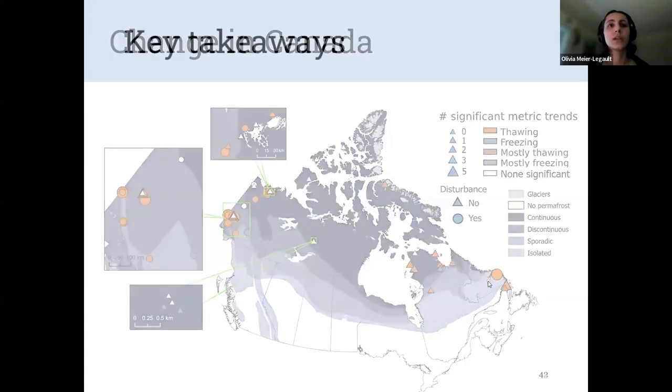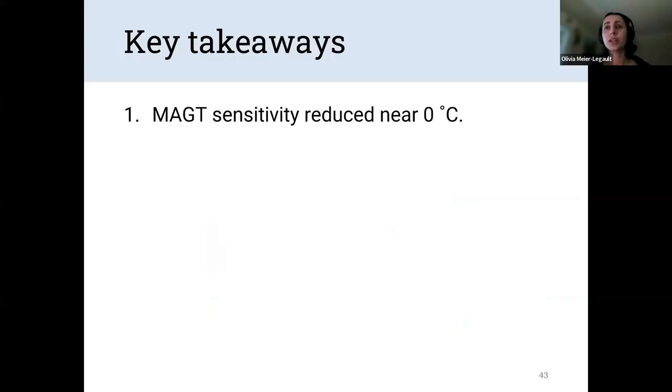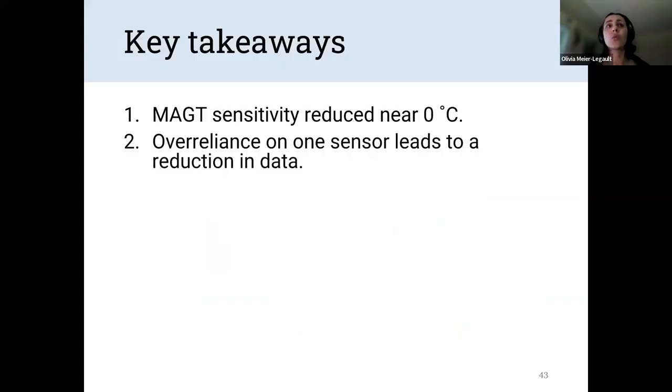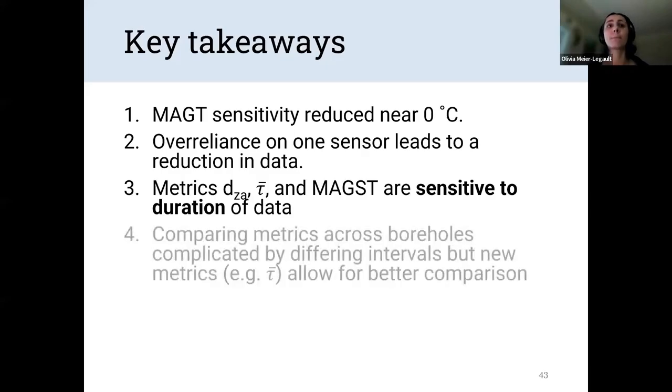So really to summarize and leave you some key takeaways, mean annual ground temperature sensitivity is reduced near 0 degrees. And so useful for maybe Canada-wide climate assessments, but less useful when you want to understand permafrost thaw. Using only mean annual ground temperature in reports leads to the over-reliance on one sensor and reduces the amount of data that we can use. Although metrics can tell us about thaw, it's important to keep in the back of our mind that they are sensitive to the duration of the data. And so it would be nice in the future to see how these look with longer time series.